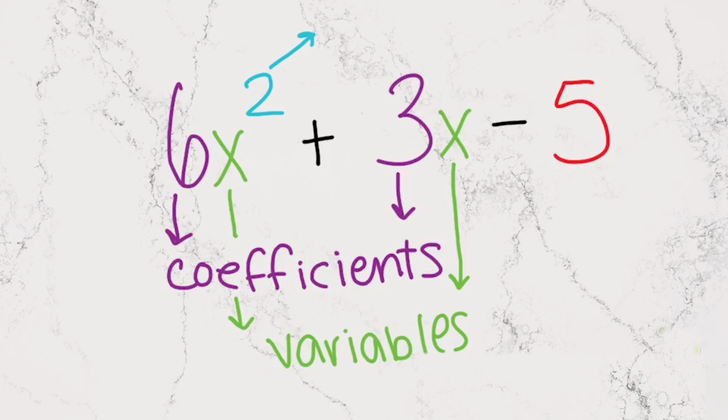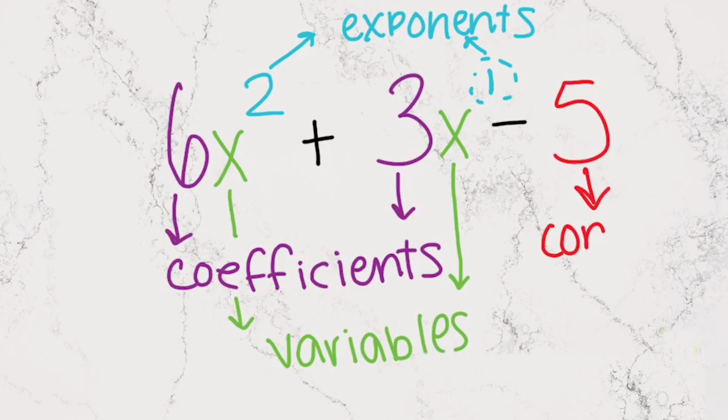This 2, and the invisible one that we don't see here, which is understood to be 1, are called our exponents. Our number at the end is called a constant because it doesn't have a variable. So it remains the same no matter what I do to this x value. My 5 is going to remain a 5. Well, negative 5 in this case.